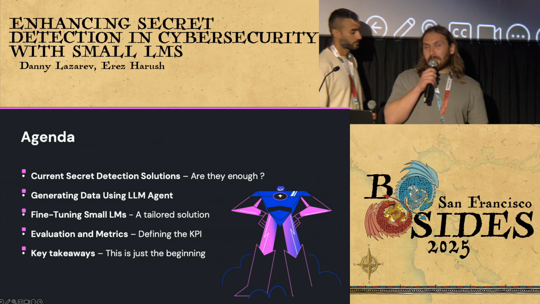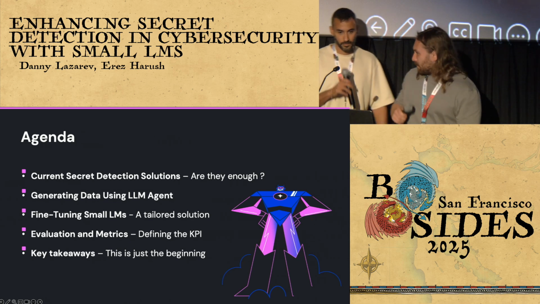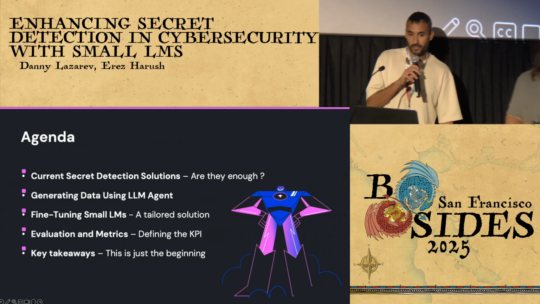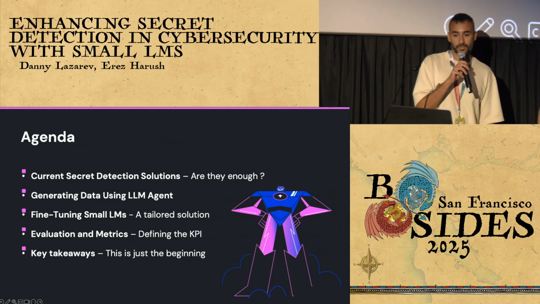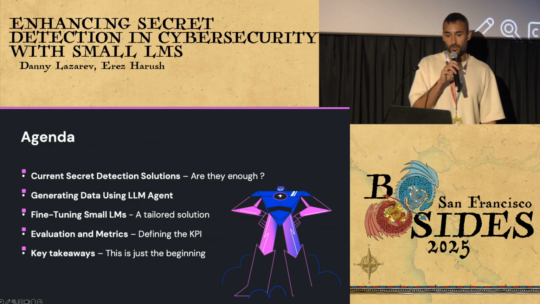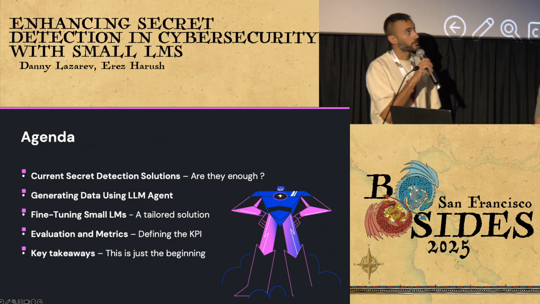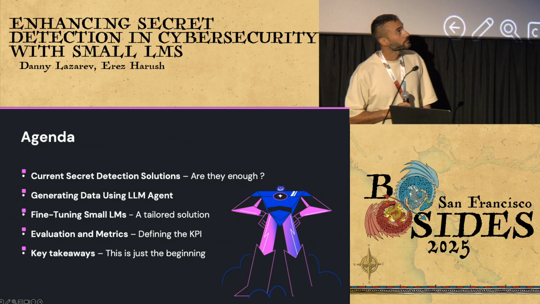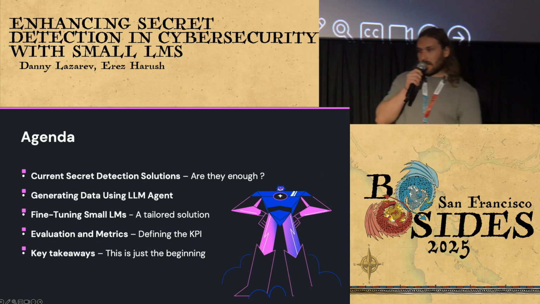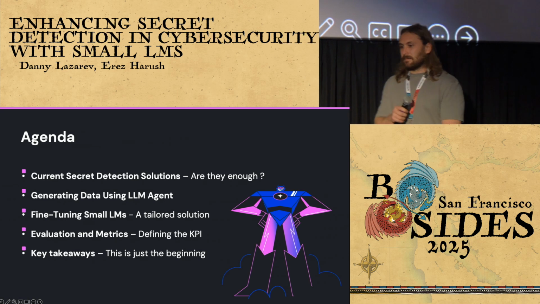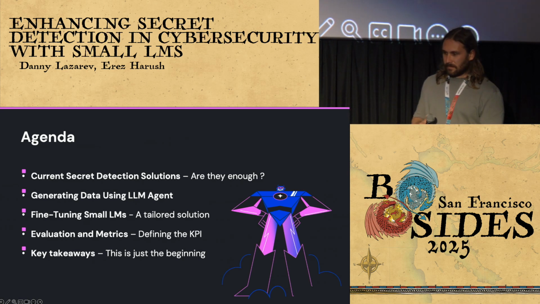So, what's on the agenda today? We're going to start with the current solutions for secret detection and check if they are enough. Then we're going to talk about generating data using an LLM agent. Then we're going to dive into fine-tuning small language models and also talk about evaluation and metrics. We're going to finish with some key takeaways.